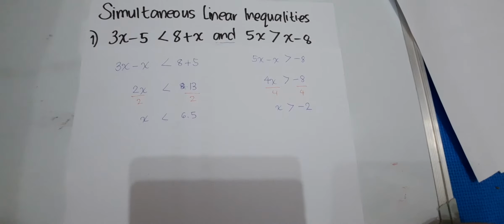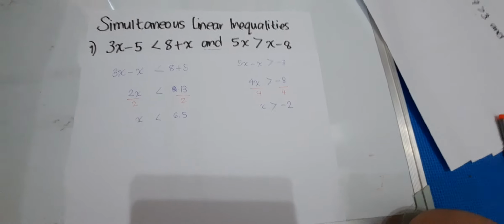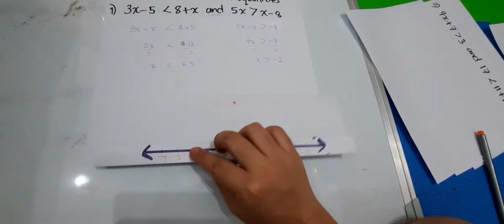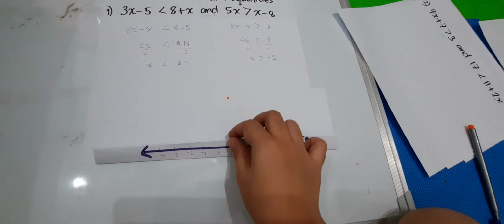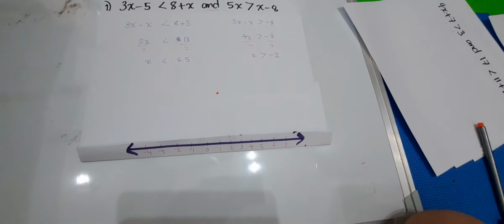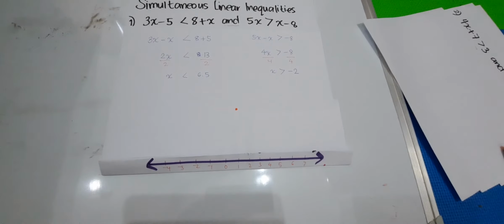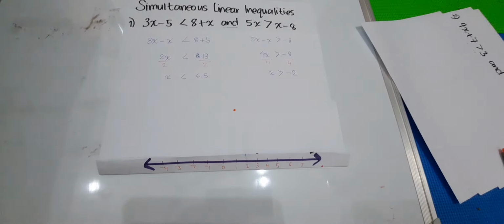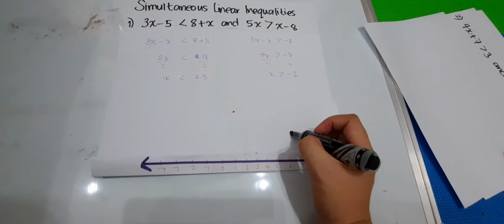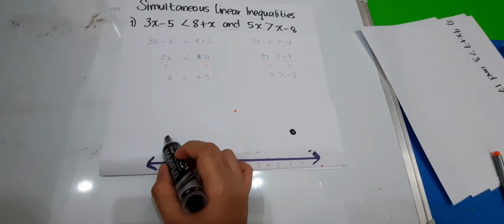Now, we have our two inequalities. So the next thing you have to do is graph them on a real number line. For example, this one, this is our real number line. You will graph the first, you will graph the second, and then you identify where they are together. So the first part, less than 6.5. That means between 6 and 7, going to the left.